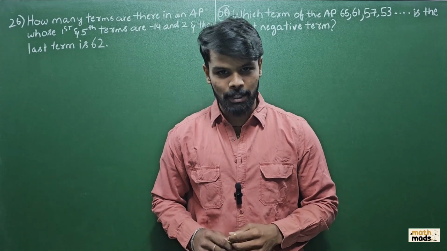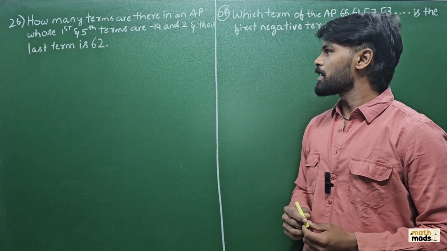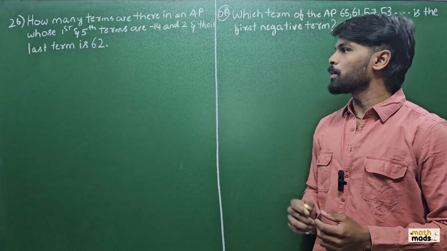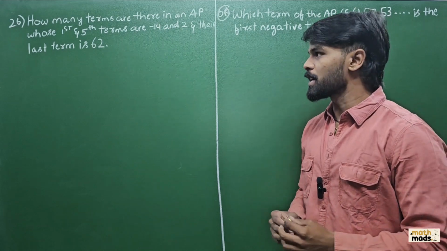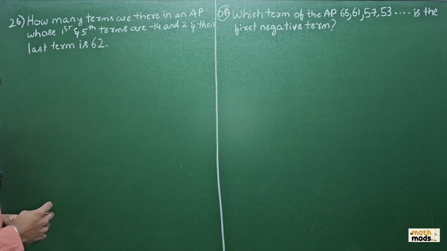Today, let's solve some 3 marks problems. How many terms are there in an AP whose first and fifth terms are minus 14 and 2 and their last term is 62? Now, this is the 26th question. What is given in this question?